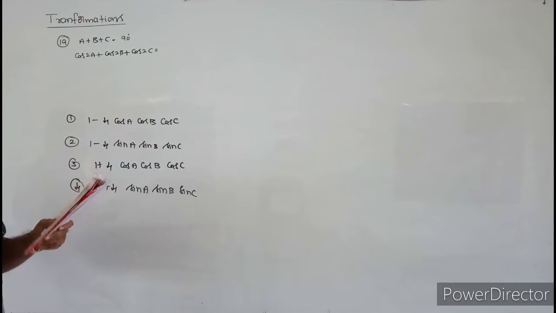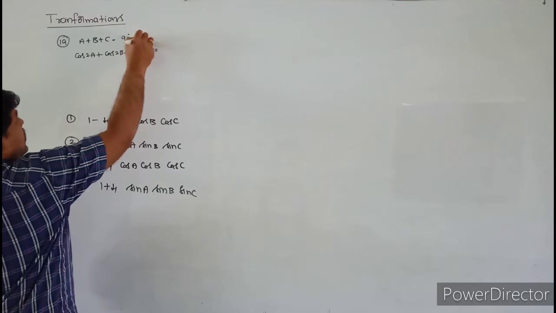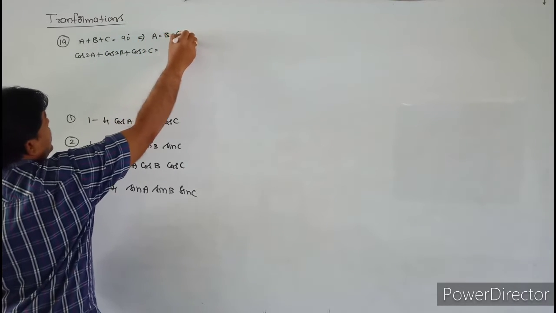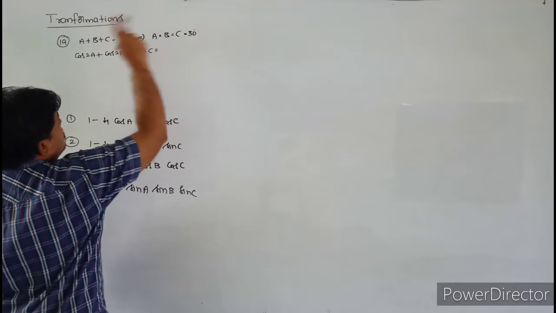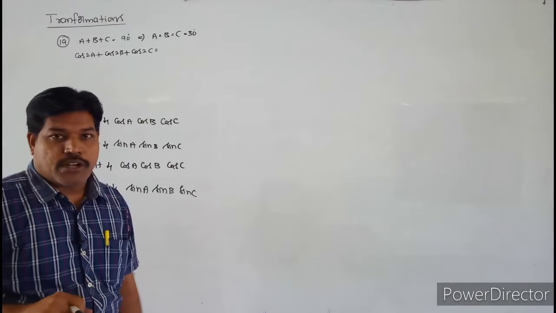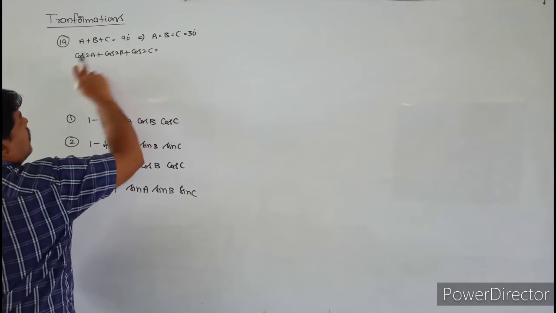A plus b plus c is equal to 90. Then they are asking for the value of cos 2a plus cos 2b plus cos 2c. I have already told you that for these types of questions, we take a equal to b equal to c. So a, b and c values will become 30 degrees only. Yes or no? Substituting this value in the question, we get cos 60.